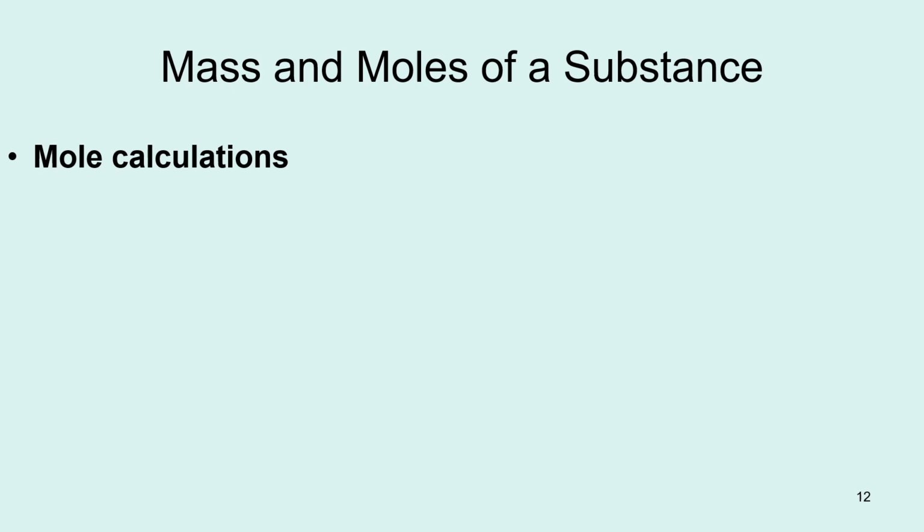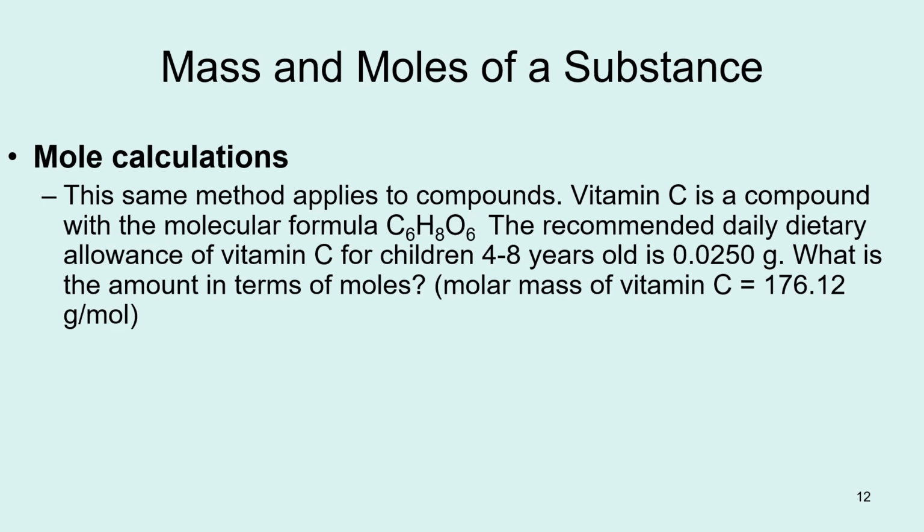Okay, so we have the same kind of thing for molecules now instead of atoms. So the same method applies if we're talking about a compound or a molecule. So let's look at this example. Vitamin C is a compound with a molecular formula C6H8O6. The recommended daily dietary allowance for vitamin C for children is 0.0250 grams. That would be, if we multiply by 1,000, 25 milligrams. So it's 0.0250 grams. What is the amount in terms of moles?